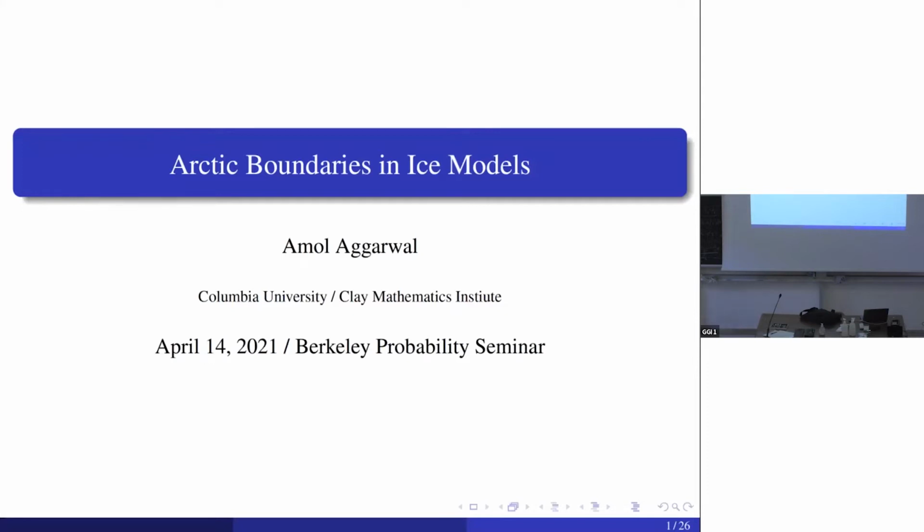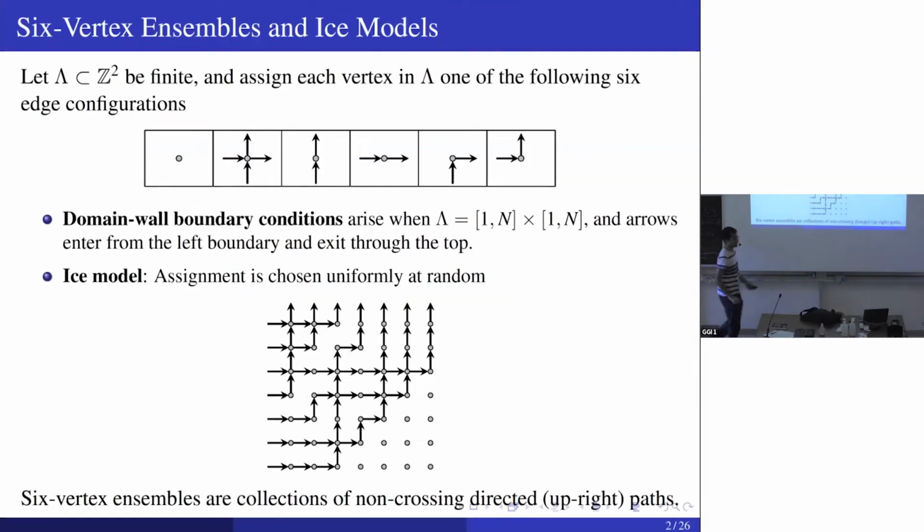Yeah, thank you very much for the introduction and the invitation to this wonderful program. So let me just start by reminding everyone about six-vertex models and ice models. We'll start with some domain Lambda, which is a finite subset of Z2, and we'll assign to each vertex in Lambda one of the following 6 possible arrow configurations. So we have some number of arrows entering and exiting each vertex.